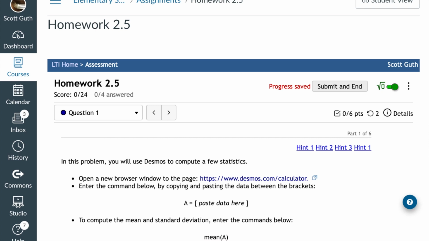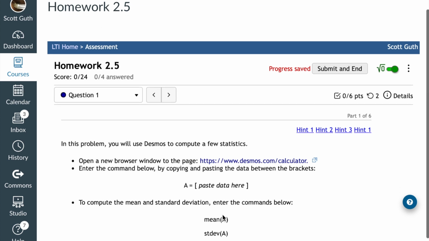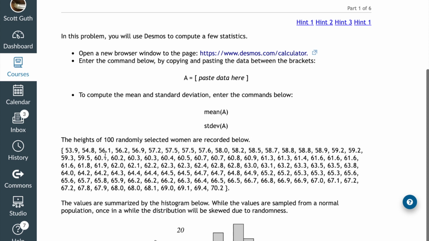Okay, hello everybody. Just wanted to do a quick run through on some of the homework assignments. We're looking at section 2.5 today, and we're going to work on the question that looks at the heights of randomly selected women again here.